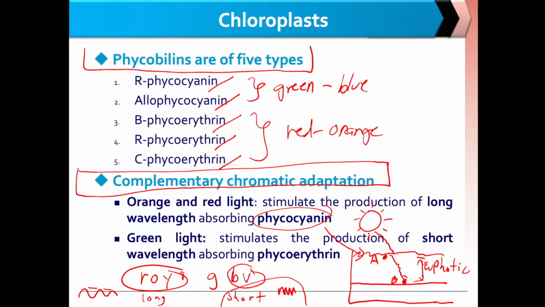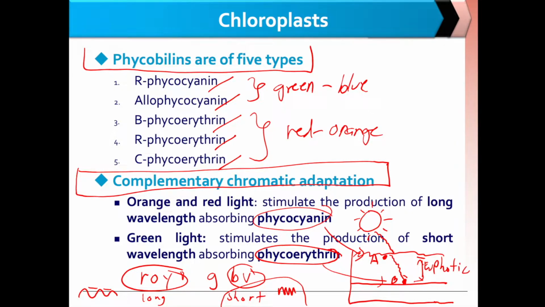Kasi, ang mas nakikita niya is yung orange and red light na nag-stimulate ng pag-produce ng mga phycocyanin. At itong mga phycocyanin na to, ang ina-absorb nila is yung mga longer wavelength of light na usually si red, orange, and yellow. But kapag yung organism mo, like organism B, that is located in a deeper portion of your euphotic zone, usually, ang pinuproduce naman niya is yung mga phycoerythrin. At si phycoerythrin, ang mas ina-absorb niya is yung mga shorter wavelength of light, kasi ito lang yung nakaka-penetrate sa deeper portion of your water column.